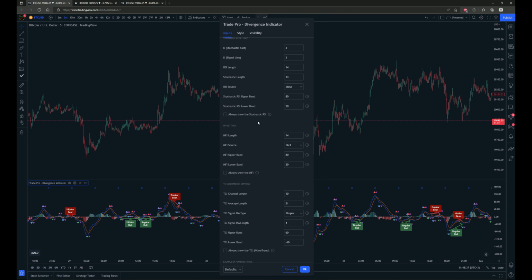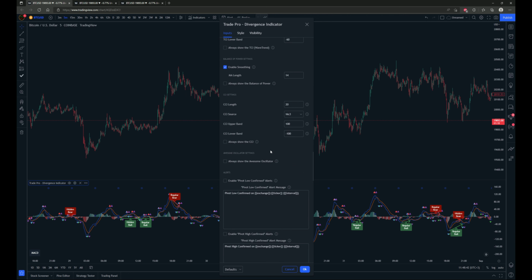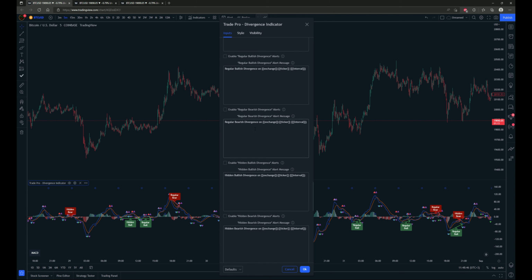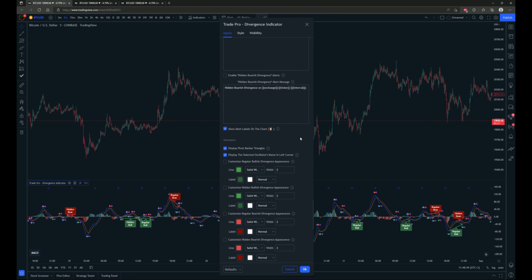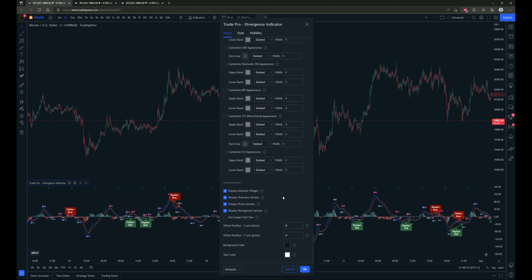Now just getting through more of these indicators, MFI, TCI, balance of power, CCI, and that is the bulk of it. Now we're down to the alert section where you can create alerts with it and some visual things here. But that is going to cover the settings here.